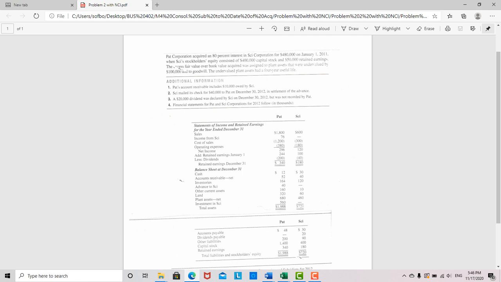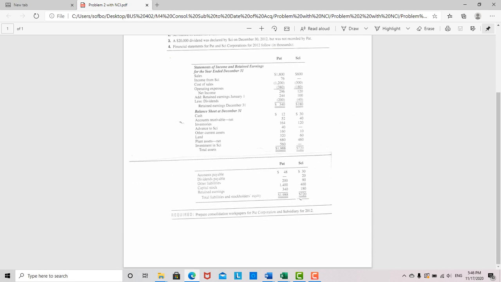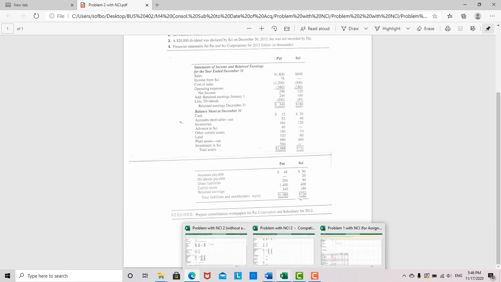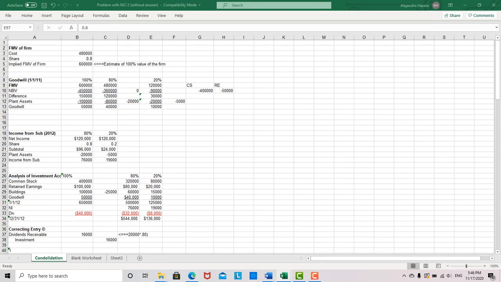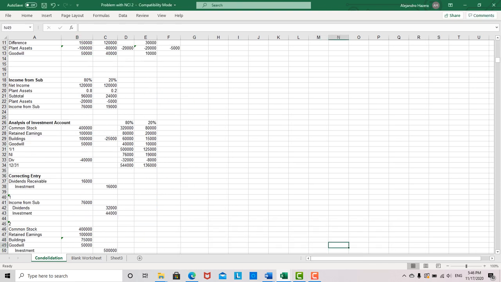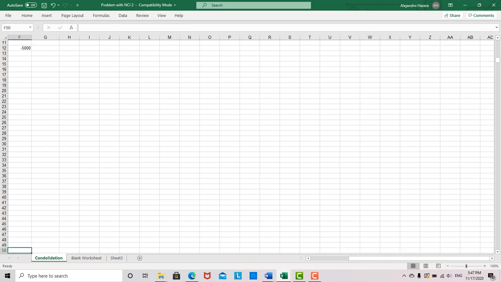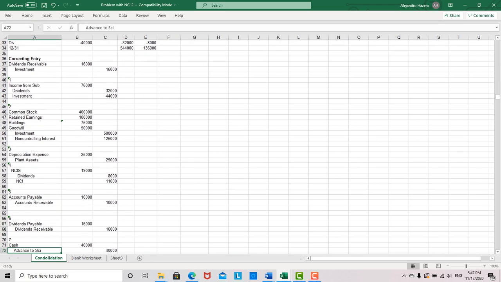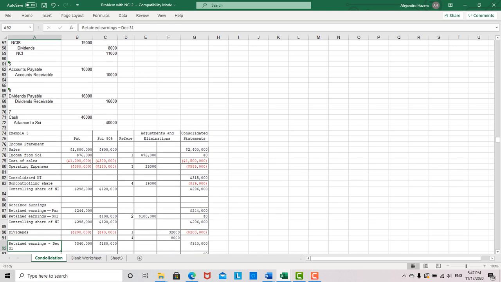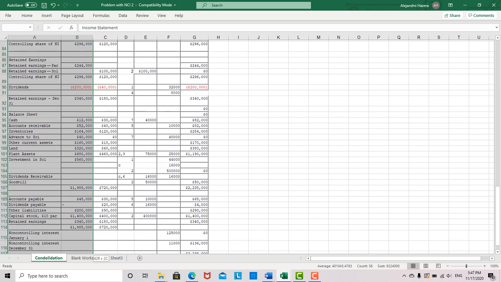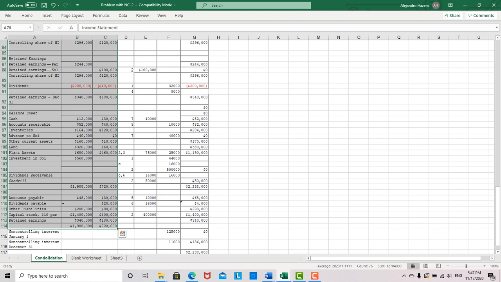Okay, and here are the financial statements right here, and these are going to be the same 2 financial statements that are going to appear on the consolidation. Basically, that's a full consolidation. Those are the same 2 that will appear on the consolidation worksheet in these first 2 columns right there.